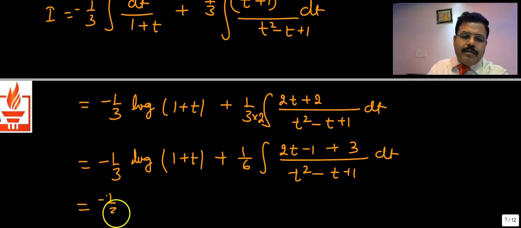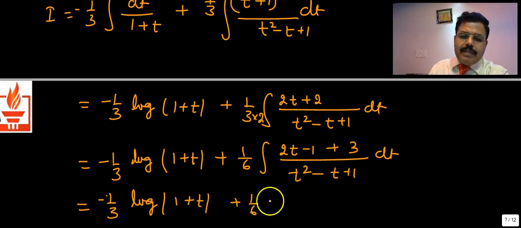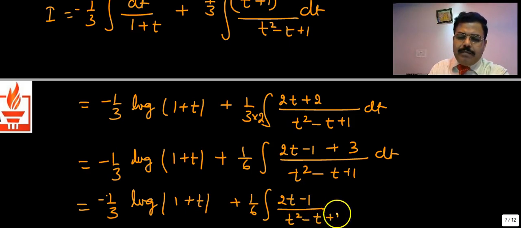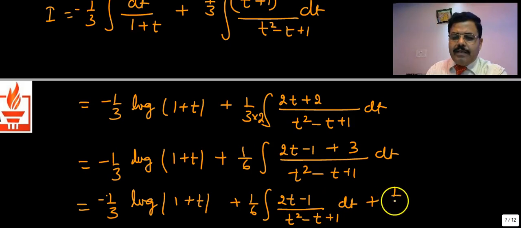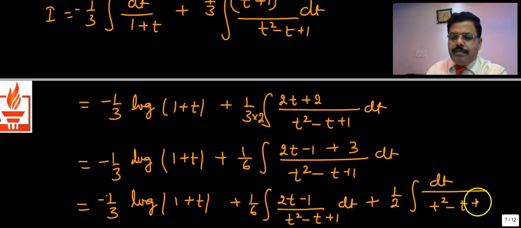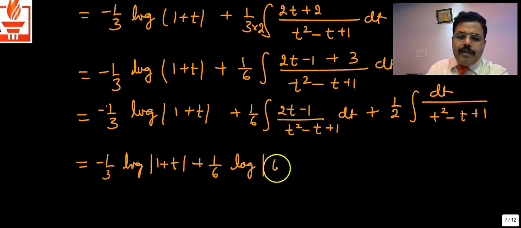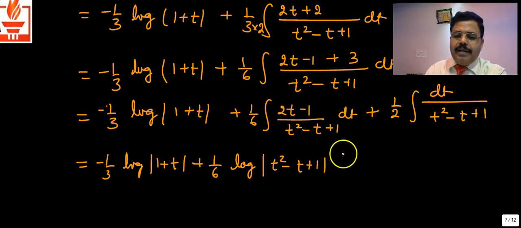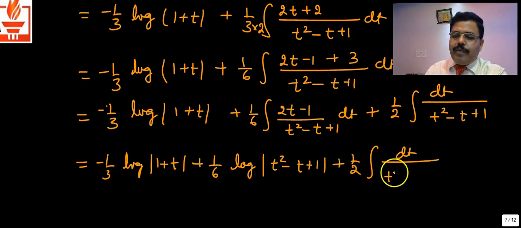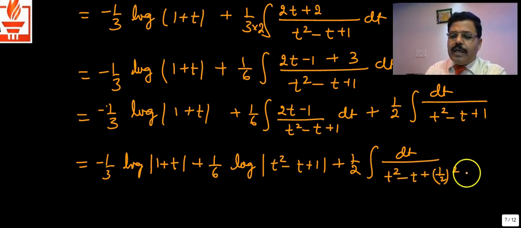So it further can be written as −1/3 log(1 + t) + 1/6 integral of (2t − 1) upon (t² − t + 1) dt plus 3 into 1/6, that is 1/2, dt upon (t² − t + 1). So finally it will come like −1/3 log(1 + t) + 1/6 log(t² − t + 1), because the derivative of the denominator is in the numerator, so we can write log of the denominator, plus 1/2, this to be made a perfect square. So we can write (t − 1/2)² + (1 − 1/4), and 1 − 1/4 is 3/4, right.